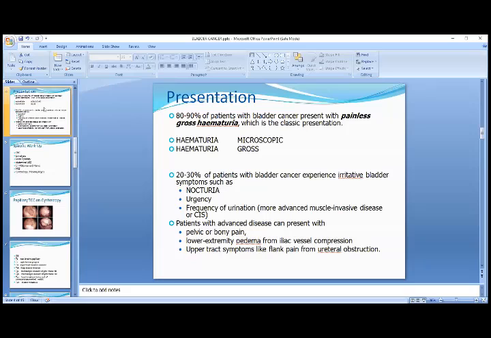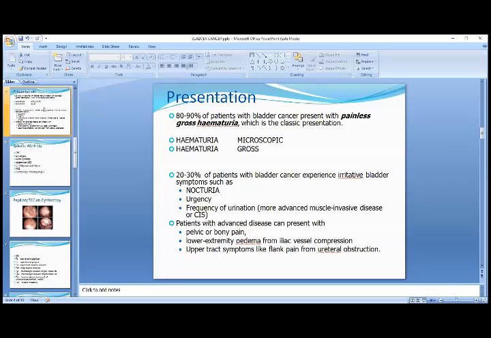And if the patient is having more advanced disease, that is T3 or T4, they can usually present with pelvic or bony pains because of metastasis, and lower extremity edema from iliac vessel compression. That is, whenever the patient has advanced disease, he has pelvic lymphadenopathy. This pelvic lymphadenopathy leads to iliac vein compression, which leads to stagnation or pooling of the blood in the veins of the leg, and that leads to edema of the legs. Upper tract symptoms like flank pain from ureteral obstruction.